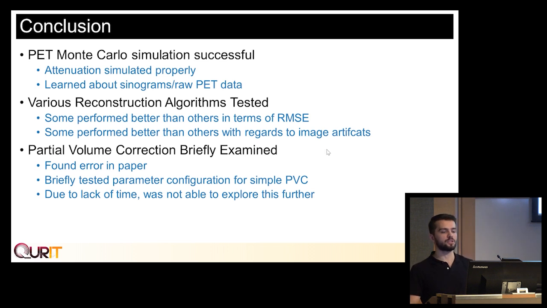And finally, I tested partial volume correction. I found an error in the paper. I emailed the authors. They haven't gotten back to me yet. I assume they're busy. It was an old paper. Maybe they don't even know it exists anymore. I briefly tested the parameter configuration. I wish I could spend more time on that, so I wasn't able to explore it further and get even better results. So anyways, that's it.